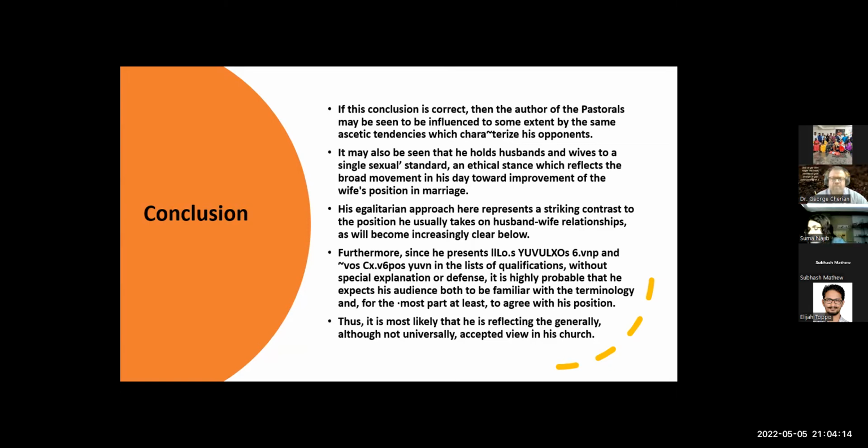In the list of qualifications without special explanation or defense, it is highly probable that he expects his audience both to be familiar with the terminology and, for the most part at least, to agree with his position. Thus, it is most likely that he is reflecting the generally, although not universally, accepted view in his church. So these are all the conclusions regarding the article. He is probably projecting his own church view. So it is all kind of not sure.